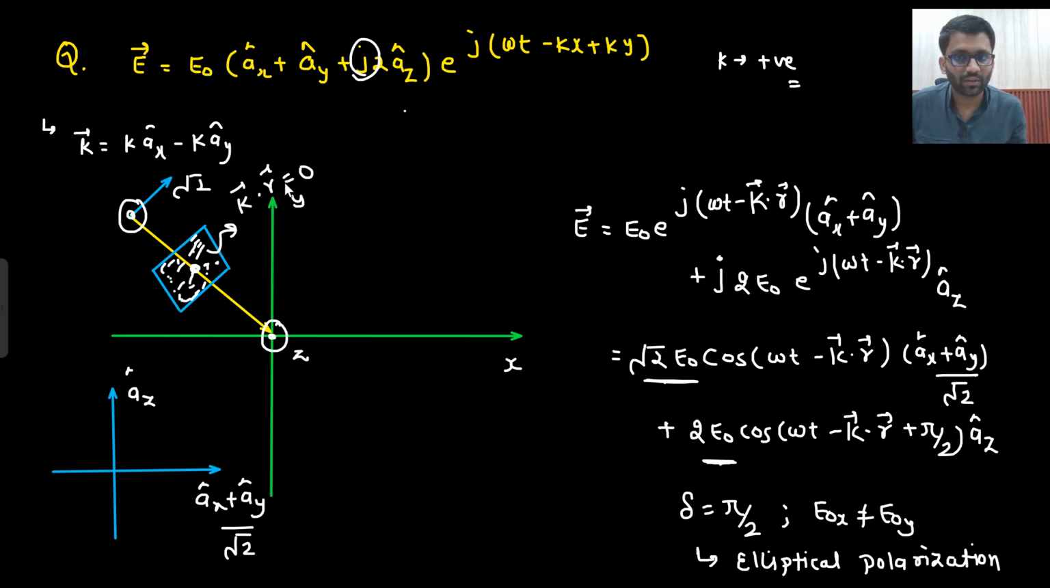Do you agree to this point? K dot r will certainly be 0, and this is the equation of this plane. What is your k dot r? If you take minus outward, kx minus ky equals 0. So the equation of this plane is kx minus ky equals 0. So at that point, k dot r will be 0.